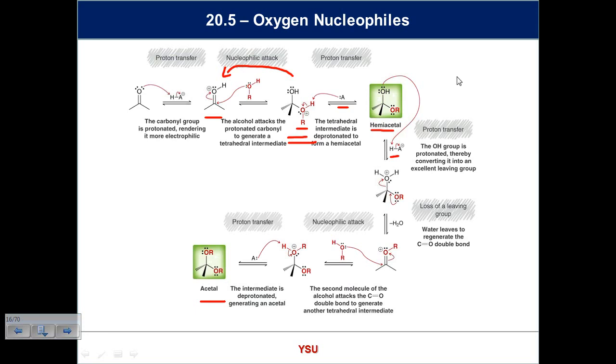Where did the acid come from? Well, I've regenerated it. There's HA. I've got it back. So I can use it again. Even if I only have a small amount, I can still use it because it keeps getting recycled. The hemiacetal now picks up a proton on the OH group.